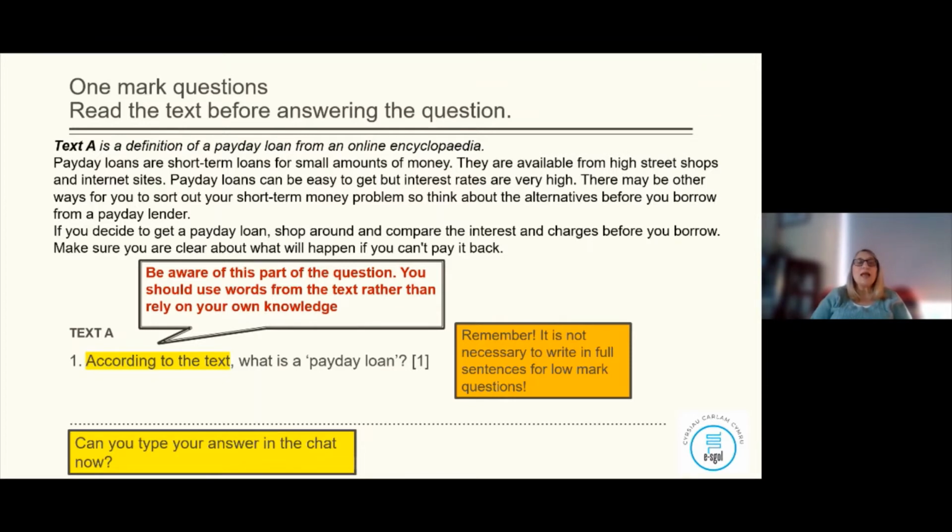Can you type your answer into the chat for me now? According to the text, what is a payday loan? I'm going to give you a minute or so to type your answer into the chat. Also remember, you don't have to write in full sentences for low mark questions. They might just be looking for a phrase, not a full sentence. So you don't have to write 'a payday loan is', you can just write the answer straight in there.